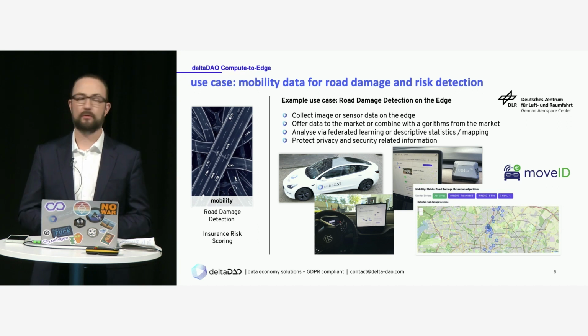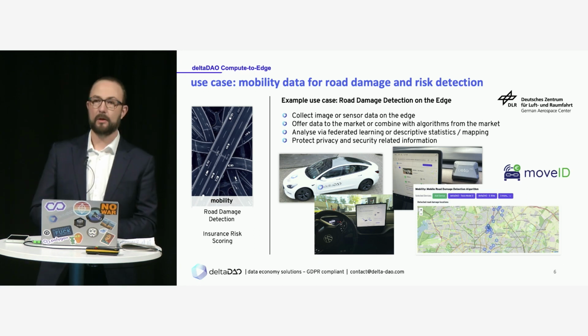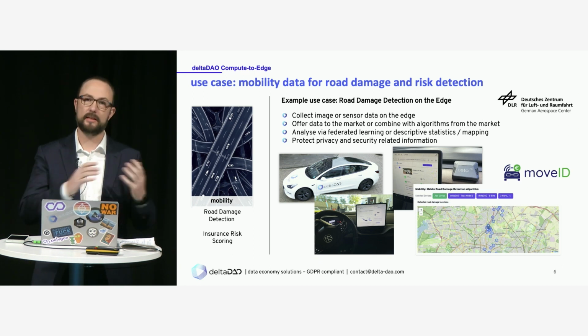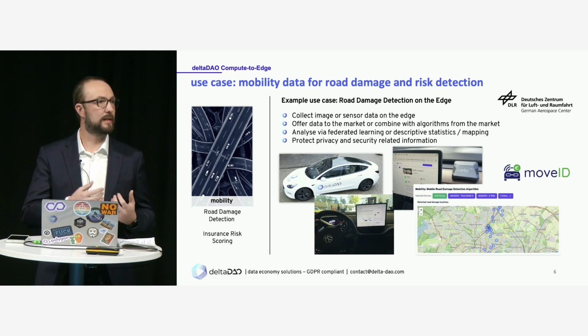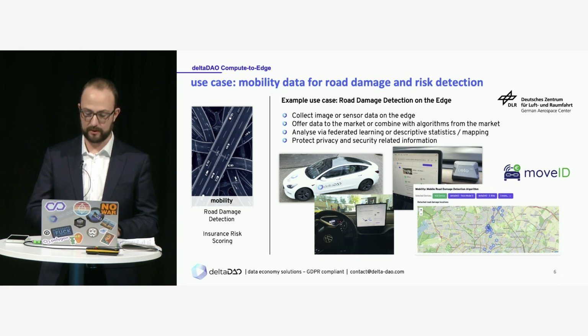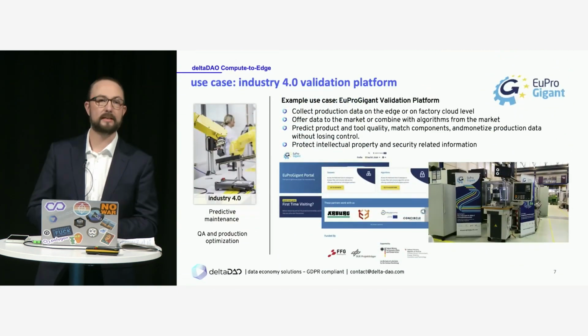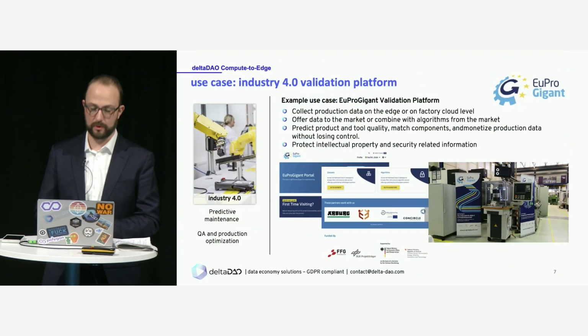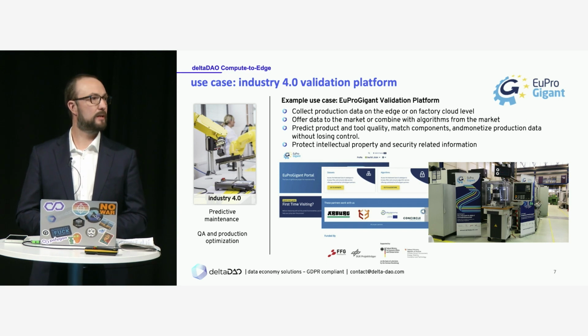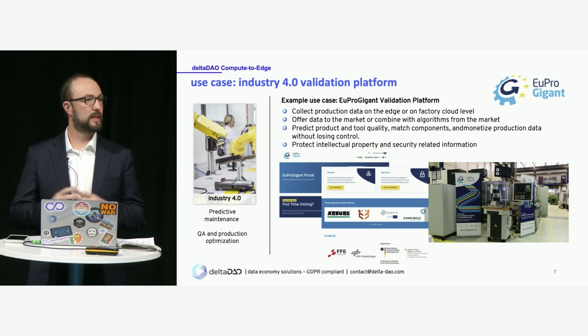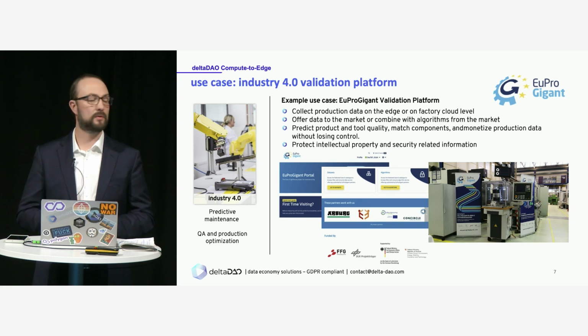This one is from Gaia-X for Future Mobility, Move ID, which is very much centered around mobility, where we do road damage detection in a decentralized way, where data is collected in the car and then computed in the car, so privacy rights and IP rights are preserved. Second example is from the Austrian-German lighthouse project, European Production Giganet, or EUPRO Gigant, where machine data is computed for various use cases, for example, CO2 footprint calculation, component matching, and others.